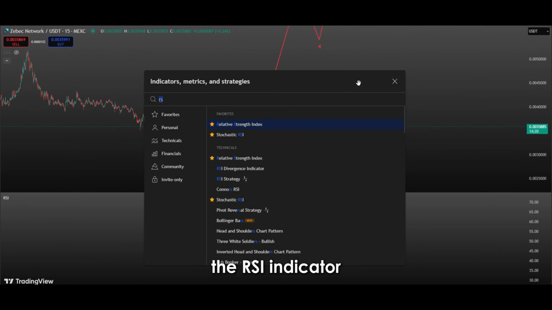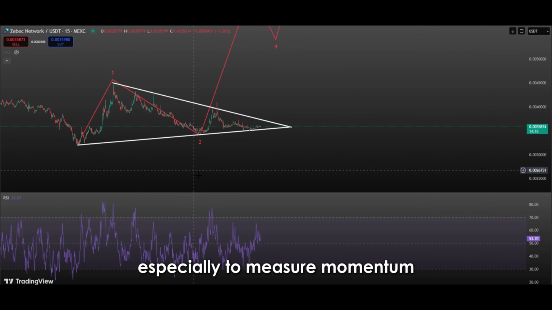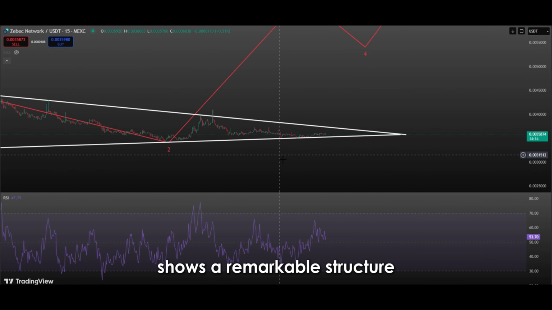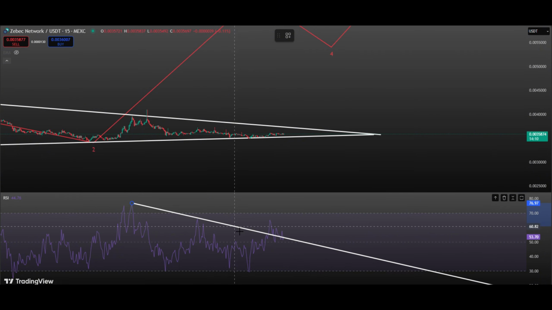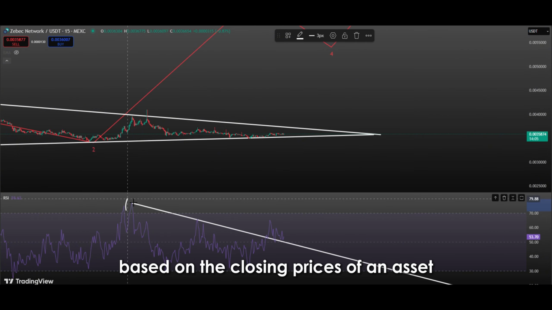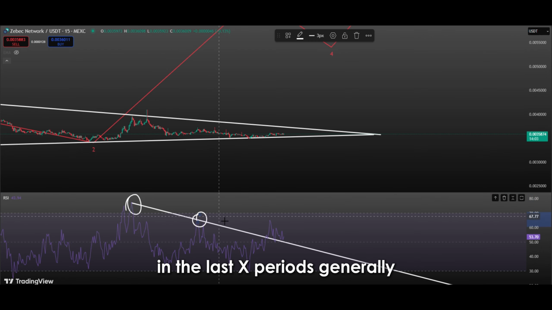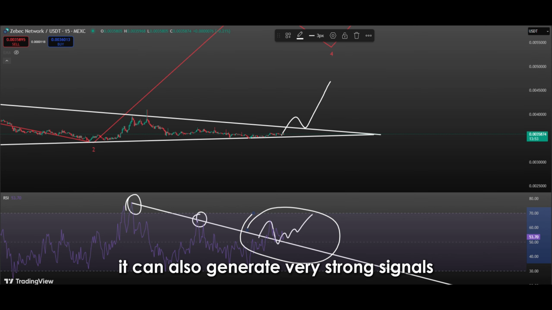The RSI indicator, which is frequently used in technical analysis, especially to measure momentum, shows a remarkable structure. RSI, as it is known, is an extremely valuable oscillator that allows us to identify overbought and oversold zones based on the closing prices of an asset in the last X periods. Generally, above 70 is considered overbought and below 30 is considered oversold. However, RSI is not limited to these limits. It can also generate very strong signals when combined with trend lines.